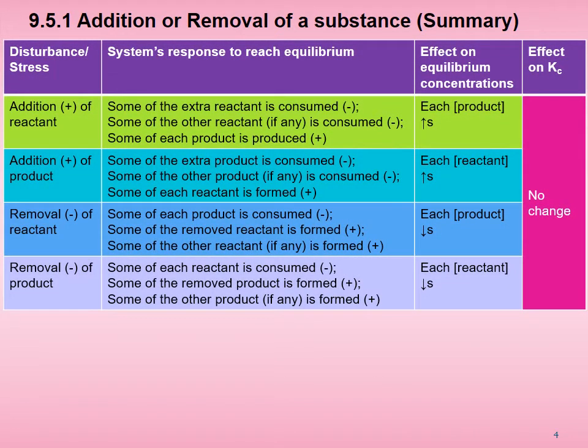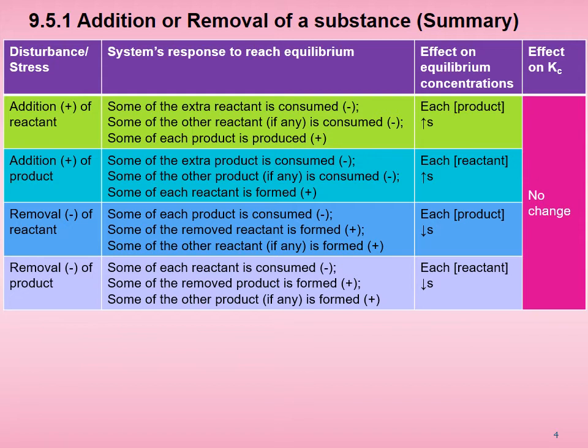Here is a summary of what we have looked at so far. When a system is disturbed or stressed by the addition of a reactant, some of the extra reactant is consumed along with any other reactant present, if applicable, to form the product or products. This gives rise to an increase in the concentration of each product. When a system is disturbed or stressed by the addition of a product, the extra product is consumed along with any other product, if applicable, to form the reactant or reactants.